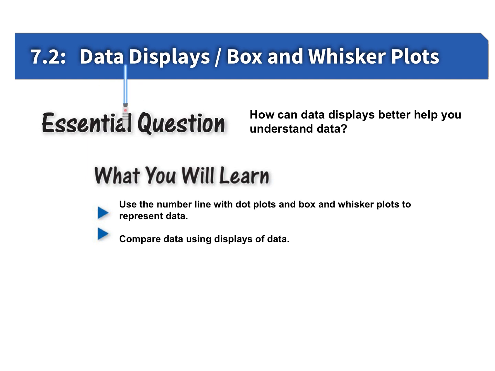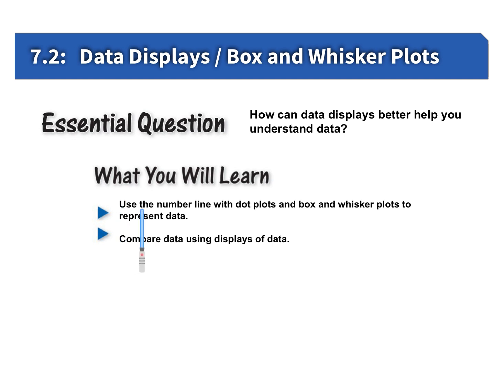7.2 is about data displays and box and whisker plots. We started this in class, but we're going to go over this again just in case anyone wasn't with us. The essential question I want you to be thinking about is: how can data displays better help you understand data? How can displays of data help you understand the data that you're looking at?